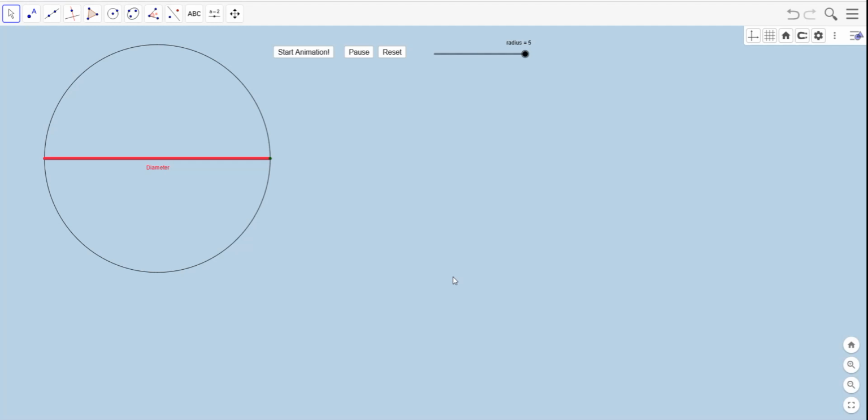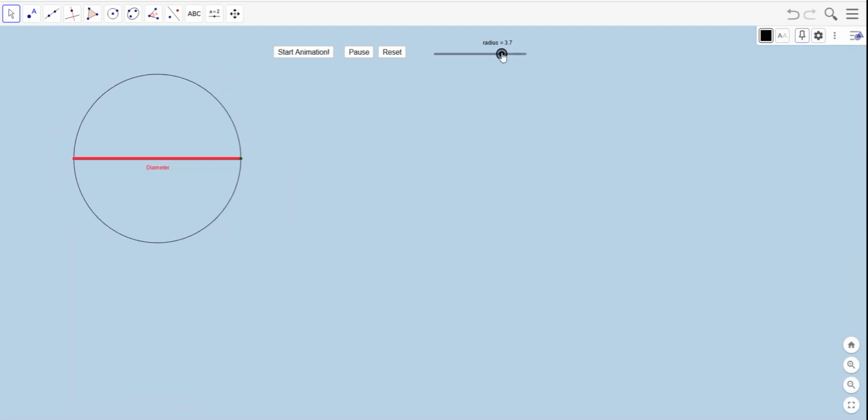We're going to look at a couple of things in this video. First, we're going to start with looking at this little animation that Tim Brzezinski put together. It's pretty cool in GeoGebra. So here we have a circle. Right now it's radius 5.